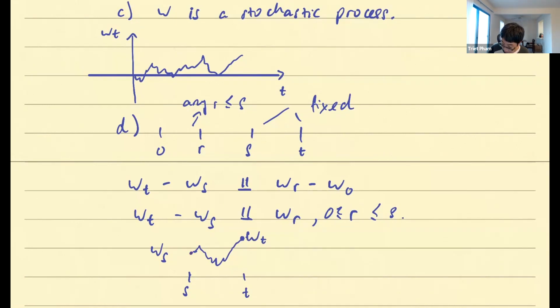And so the future increment is independent of all the past history. Whatever the Brownian motion has been doing so far, it kind of forgets about at time S, in terms of the increment. The future increment does not depend on any of the past history.